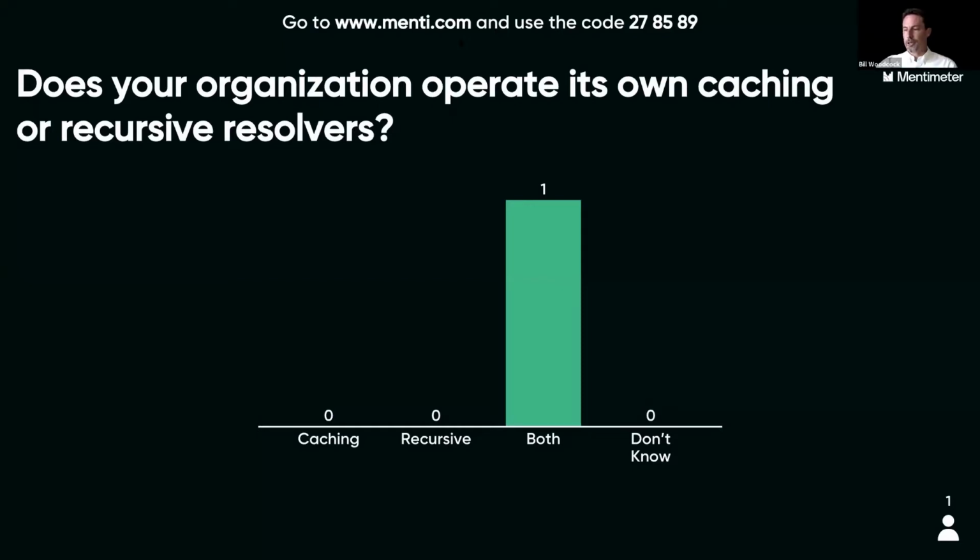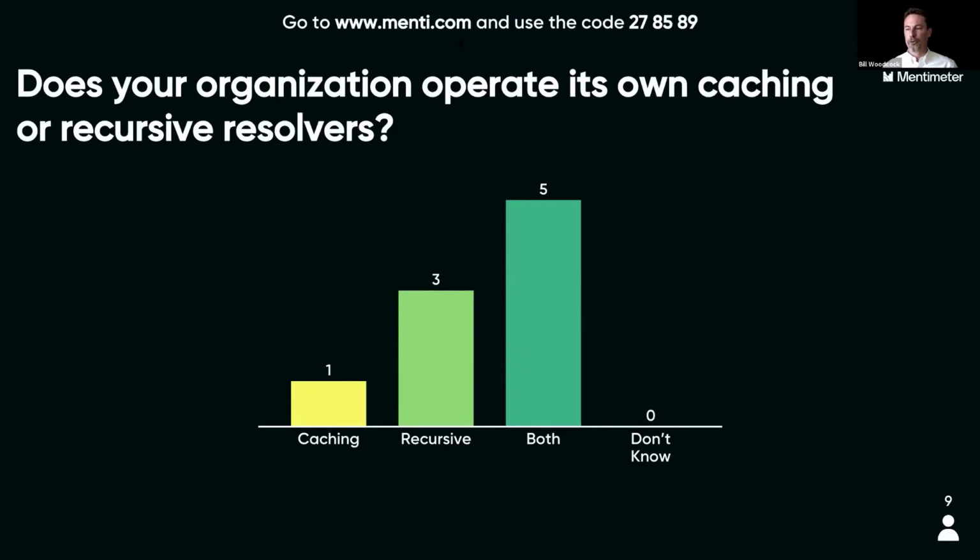And then what we will see as people start to make their selections is this bar graph updating in real time. And so far, we've got very good news, which is that a lot of organizations are operating both their own caching and recursive resolvers. So a caching resolver might be in a branch office or something, or it might be actually on a host. And the recursive resolver is more likely to be at the edge of your network, sort of out in the boundary zone between the public internet, where it needs to send queries to the authoritative name servers, and your inside, where your hosts are generating queries.